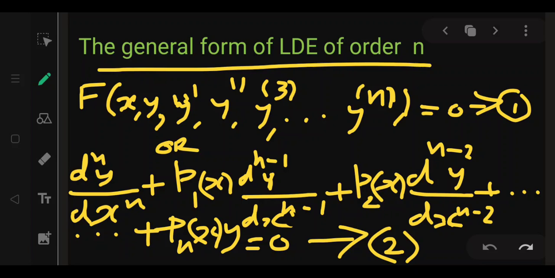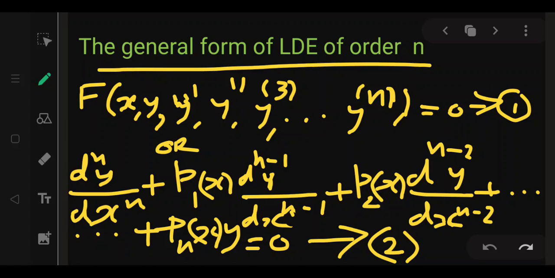Or in another form, it can be expressed as d^n y by dx^n plus p1(x) into d^(n-1) y by dx^(n-1) plus p2(x) into d^(n-2) y by dx^(n-2) plus etc. plus pn(x) into y equal to 0, where p1(x), p2(x), p3(x), etc., pn(x) are functions of x alone or constants.